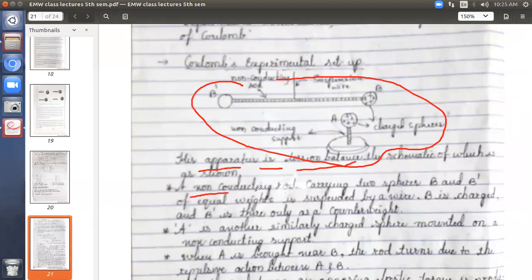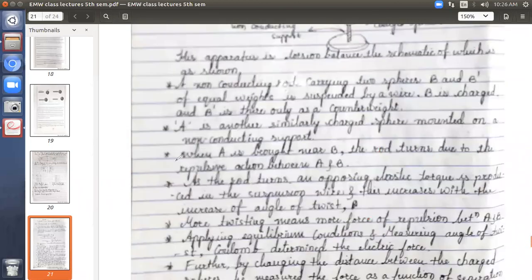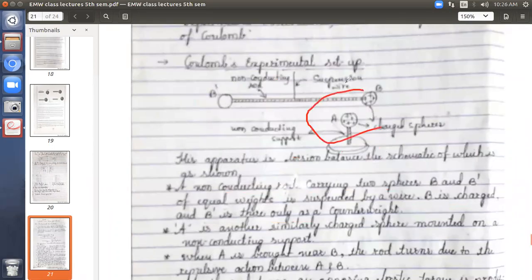Here a non-conducting rod carries two spheres, B and B dash, and both are of equal weights. It is suspended by a wire. B is charged and B dash is only a counterweight, just to balance the rod. Then A is another similarly charged sphere, plus plus, mounted on a non-conducting support, where A is brought near to B.